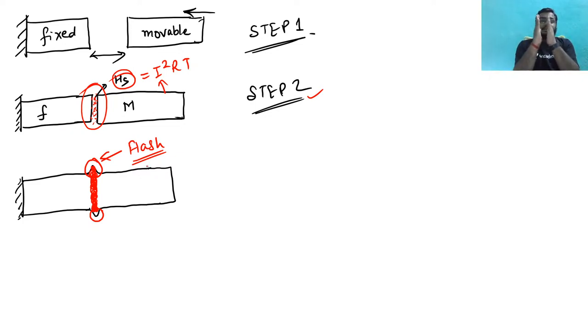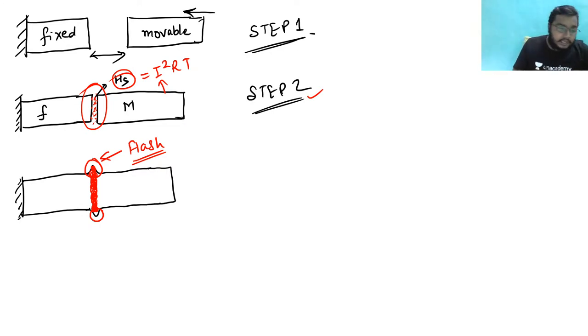Now this is the fixed plate, this is the movable plate. I brought this movable plate very close. Once the heat is generated between this gap, I am just pushing this movable plate by an external pressure, and I am getting a flash butt joint like this. Clear? So there is a flash which is produced.